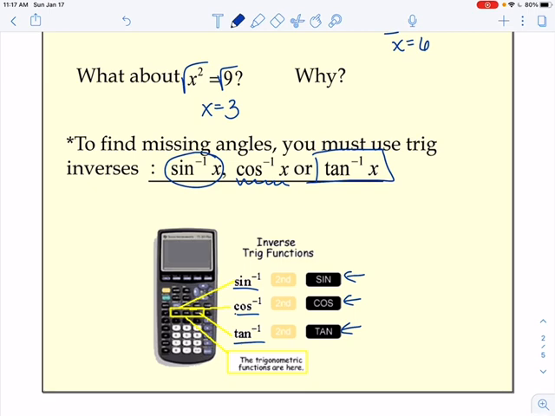Okay, if you are using the iPhone, you are not going to see the inverse function pop up until you hit the second key. Once you hit the second key, these three trigonometric ratios will all change from the sine, cosine, and tangent to sine inverse, cosine inverse, and tan inverse. Again, just so you know.